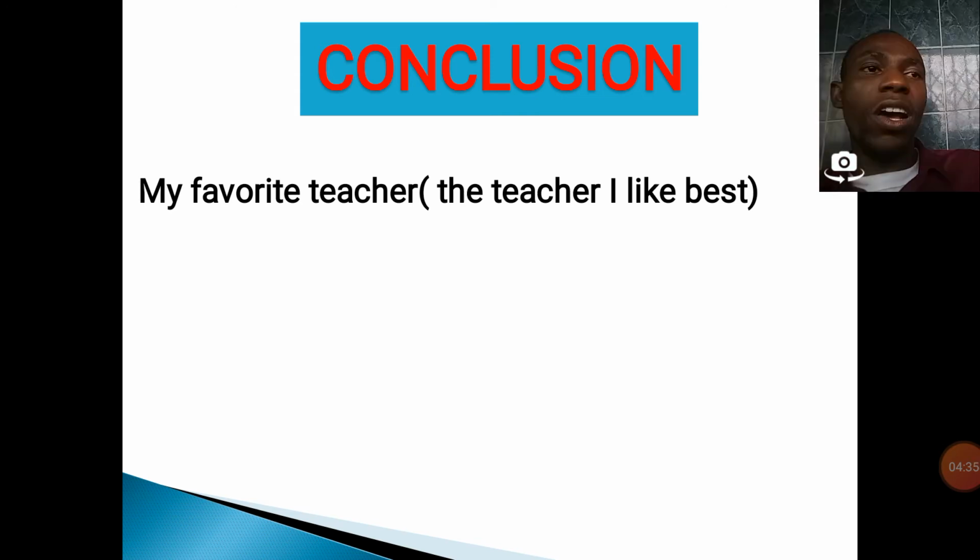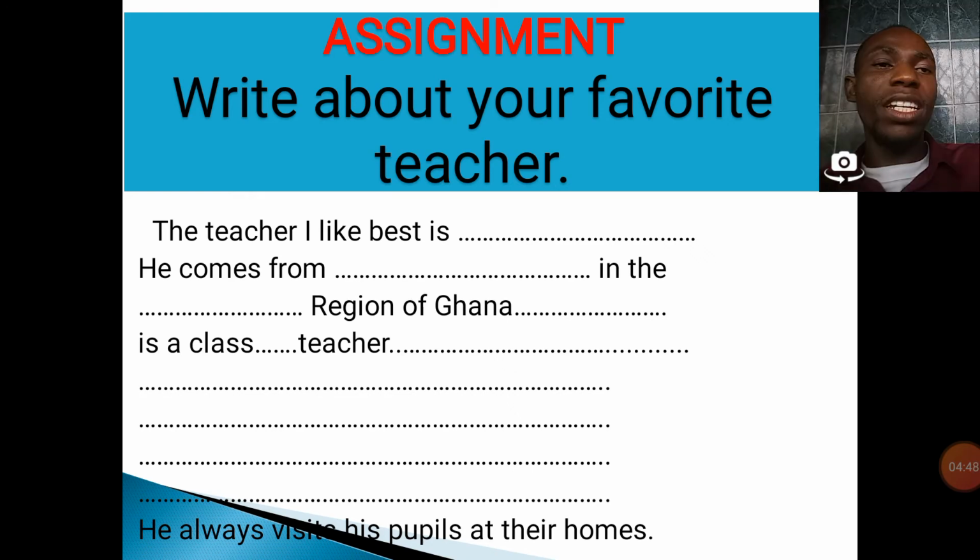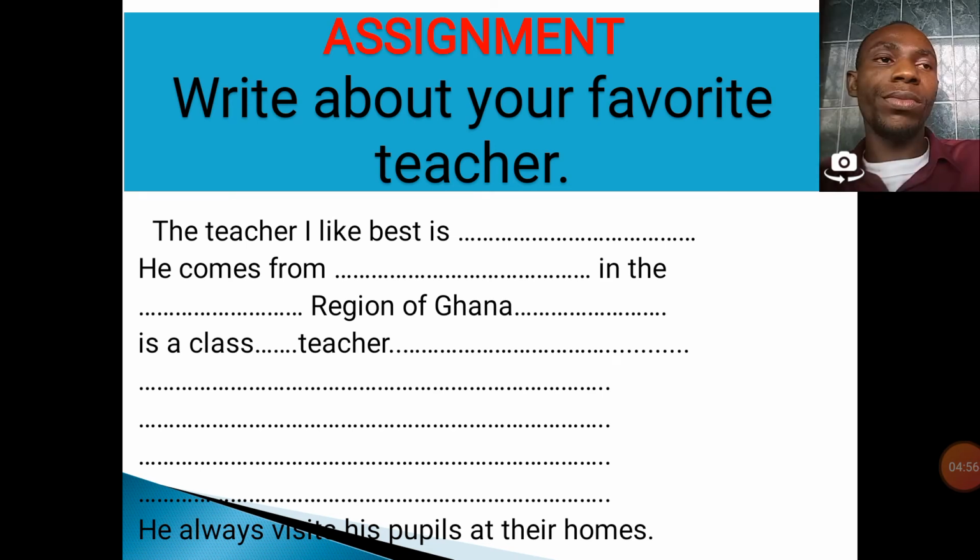Now let's look at our assignment. Write about your favorite teacher. It also means write about the teacher you like best. We have provided some few details, and then we have so many blank spaces, and you are supposed to fill them. Use the example given to you as a guide.